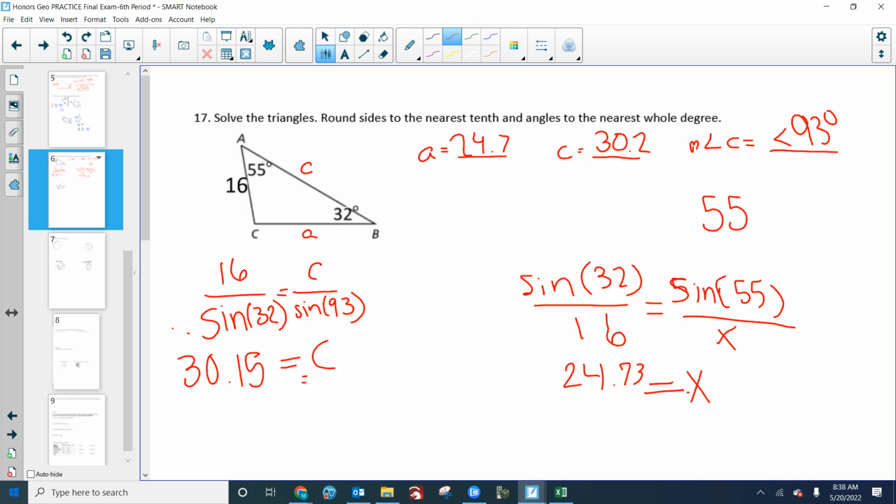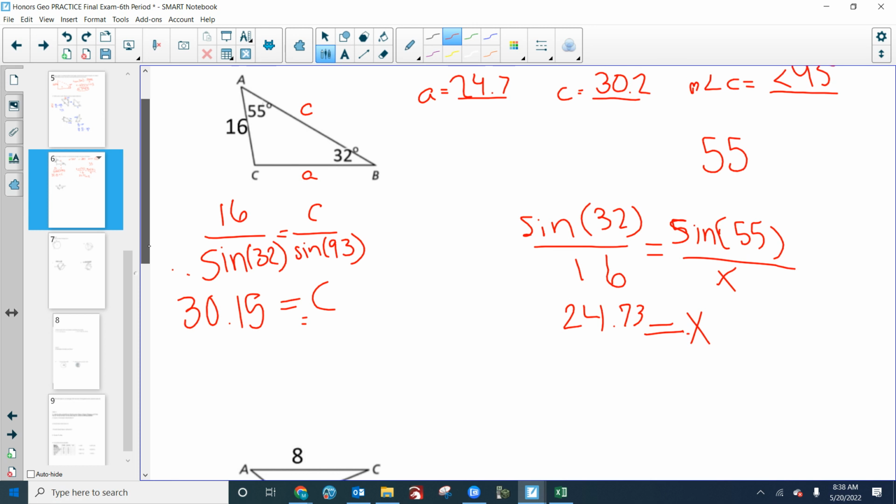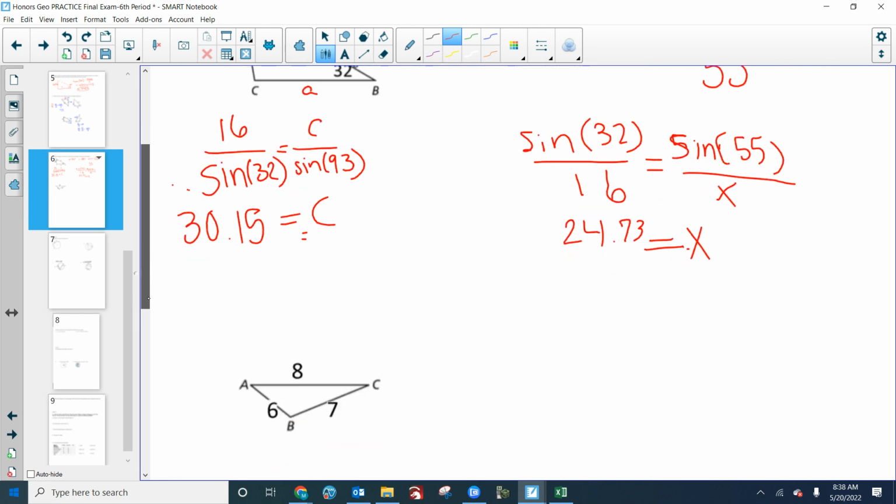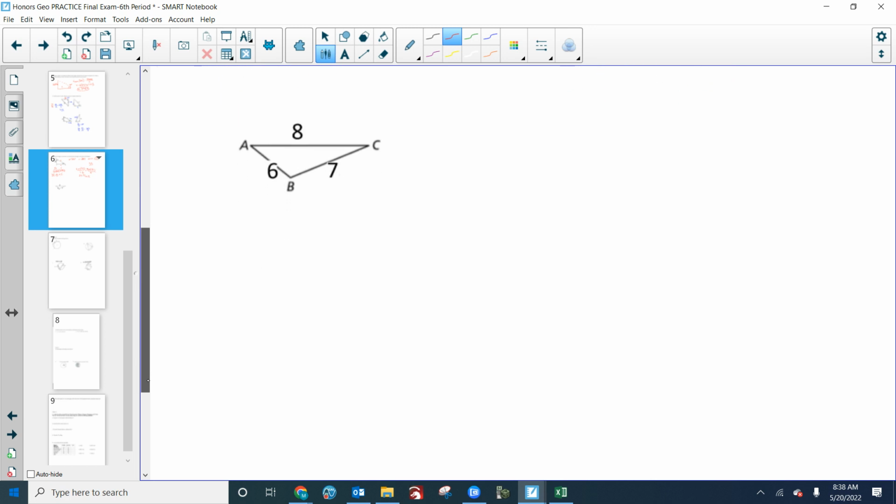All right, you guys get that? For this? Everybody have a chance to check? All right, what do we have to be careful of when we have SSS? Law of cosines, right? And what angle should we find first? The biggest one, because when you finish it off with law of sines, it avoids that ambiguous case, okay? So we want to find angle B first.